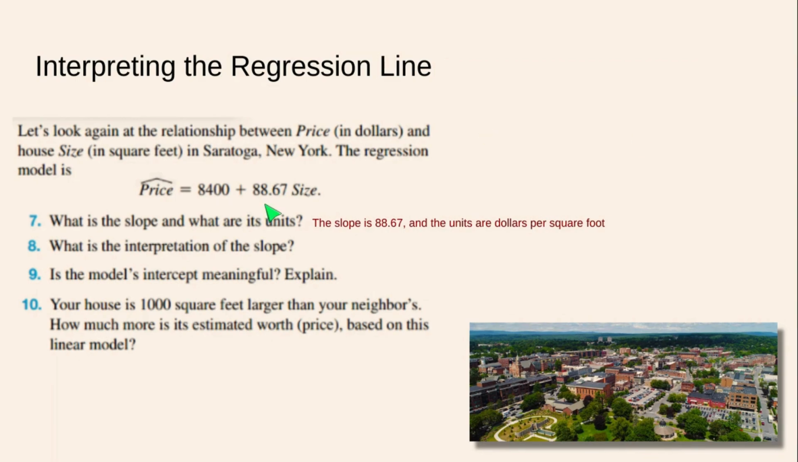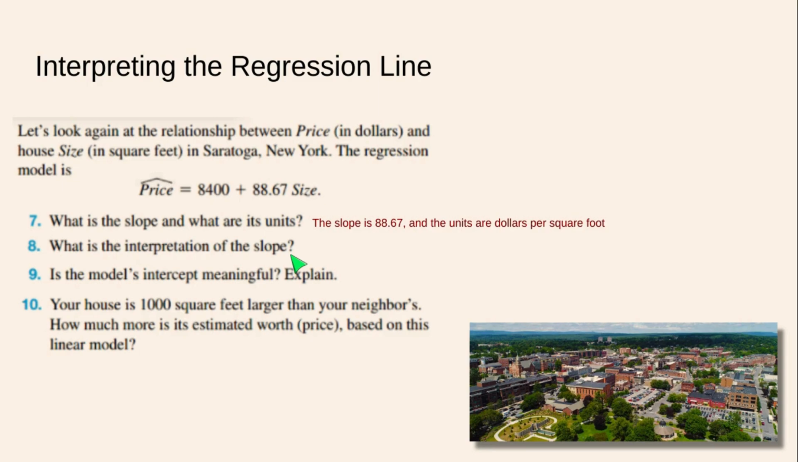So this is our B1 value, and it's a slope. And the units are going to be the units of y over the units of x. So it's going to be dollars per square foot. Okay? So now how do we interpret this slope? And we need to be careful with this one. We need to make sure we're not using deterministic language.